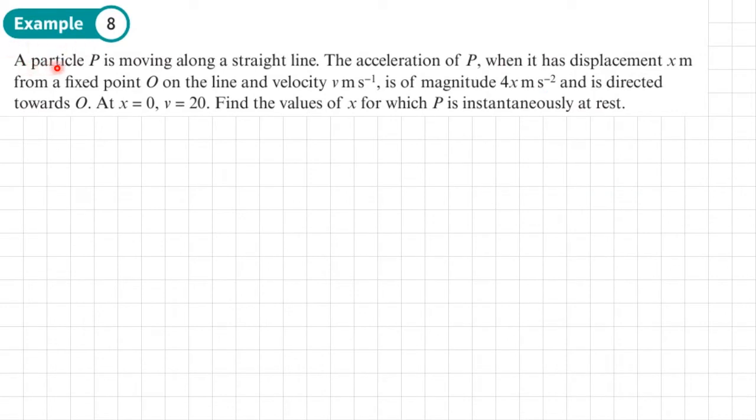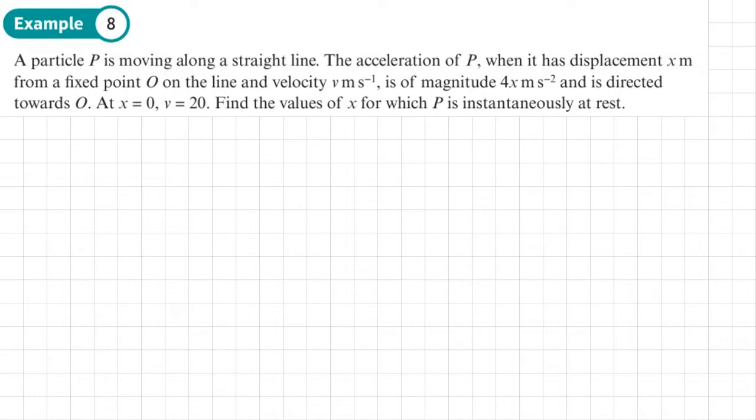Example 8. A particle P is moving along a straight line. The acceleration of P when it has displacement x meters from a fixed point O on the line and velocity v meters per second is of magnitude 4x meters per second squared and is directed toward O. At x equals 0, v equals 20. Find the values of x for which P is instantaneously at rest.